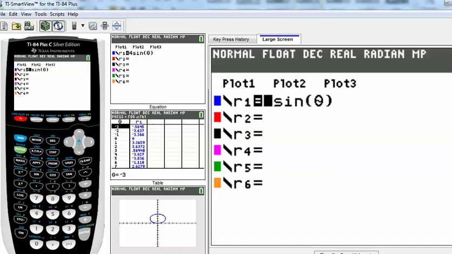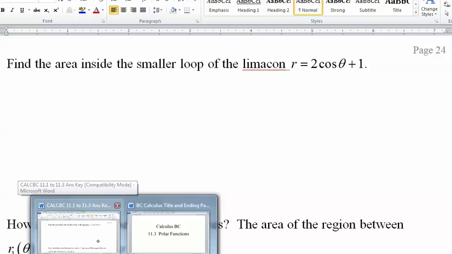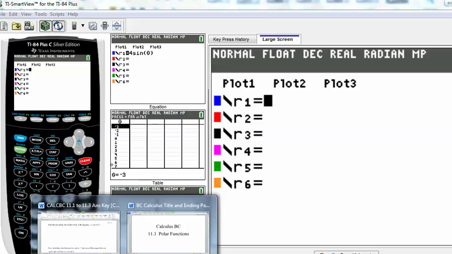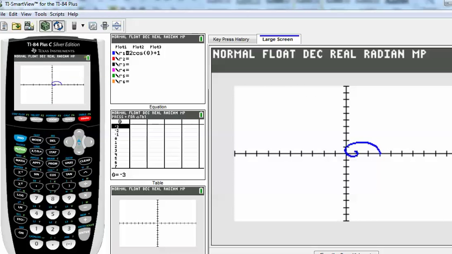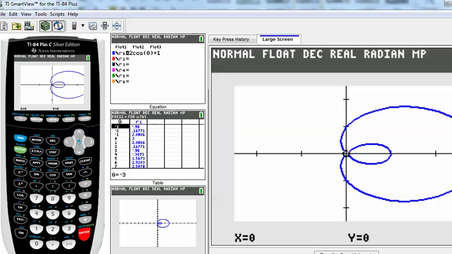So again, in a test, you're probably going to be given this. Bear with me. What is it? 2 cosine theta plus 1. Skipped one of my notes. Interesting. 2 cosine of theta plus 1, graph. And we just want the little loop. Zoom. So we just want this area in here.